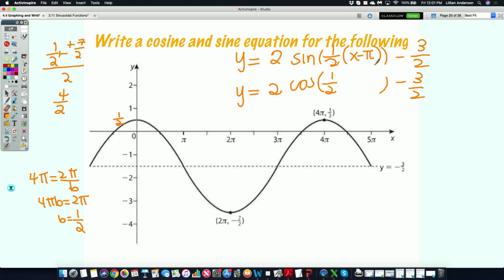Do I have a phase shift for cosine? No? So, if I don't have one, that means that I just leave that as an x. I don't have to include a parenthesis, but I didn't know if I was going to have a phase shift or not. Questions?